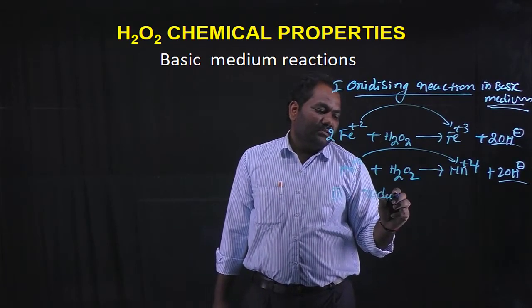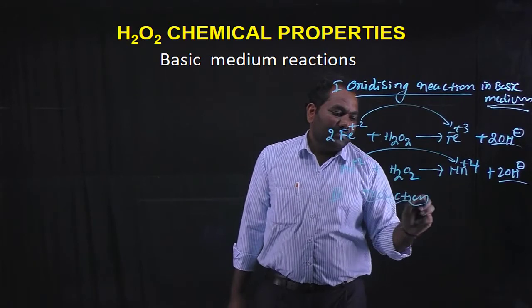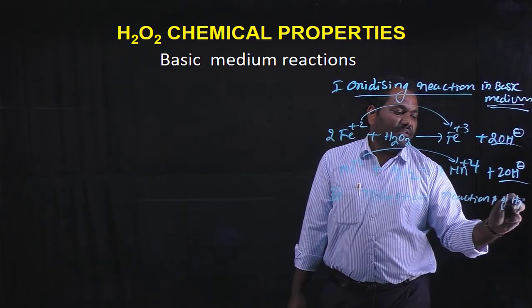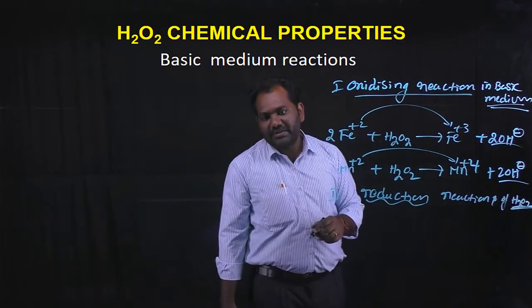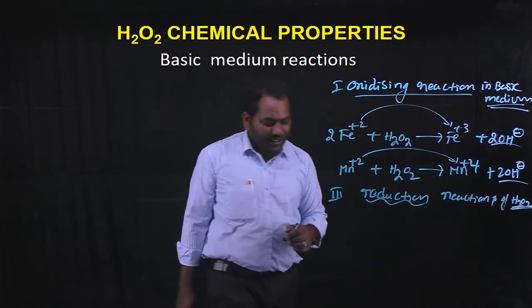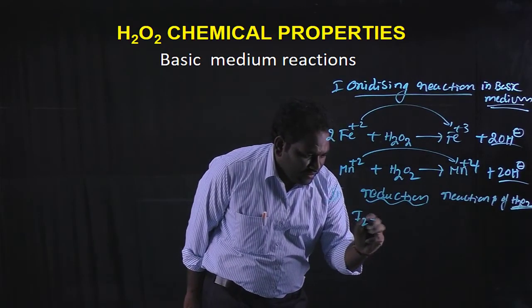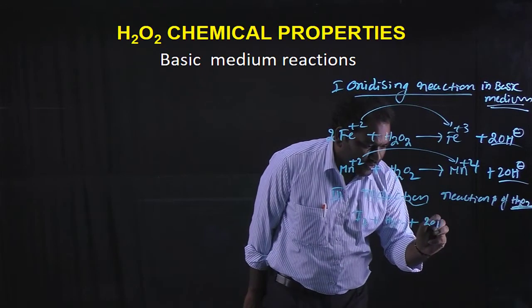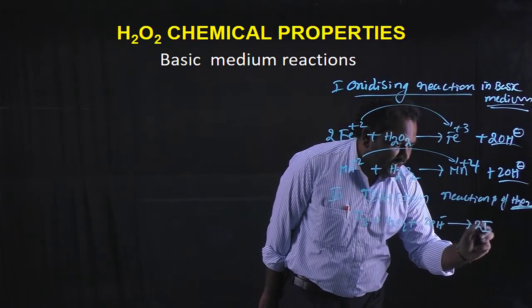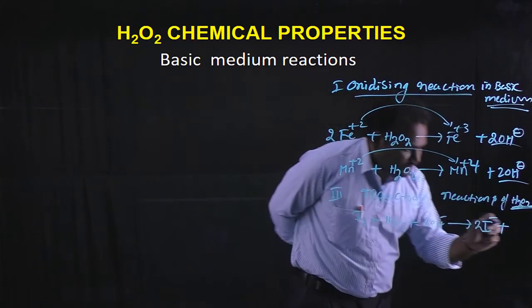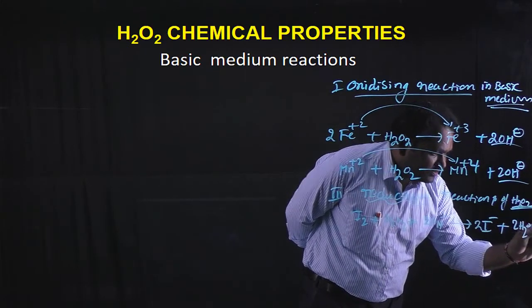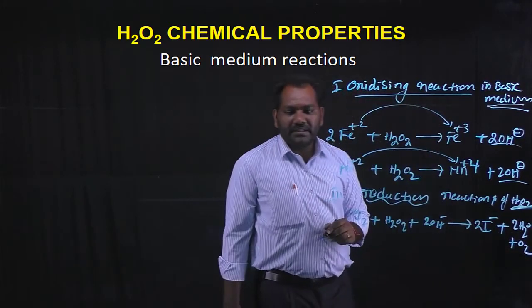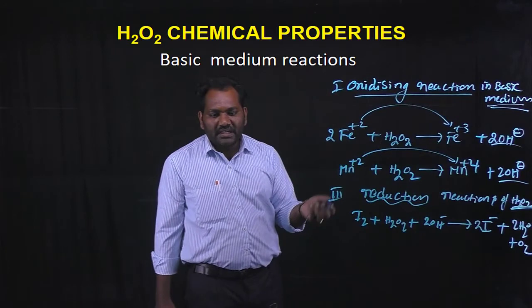Reduction reactions of H2O2 in the basic medium. Here I2 reacts with H2O2 plus 2OH minus to give 2I minus plus 2H2O plus O2. This is the reduction reaction.